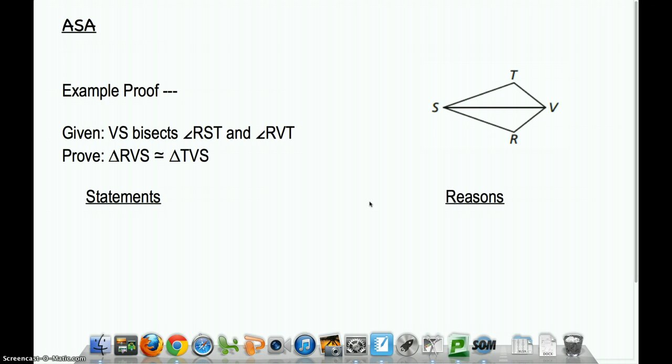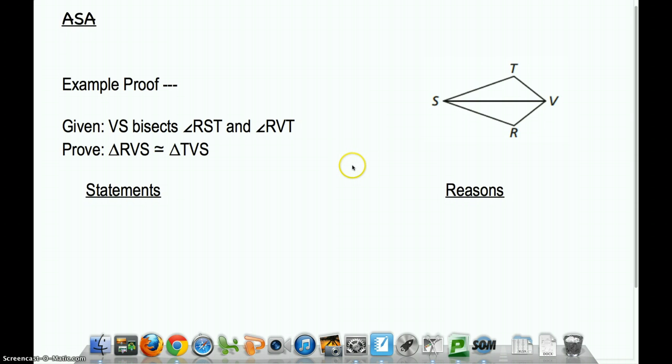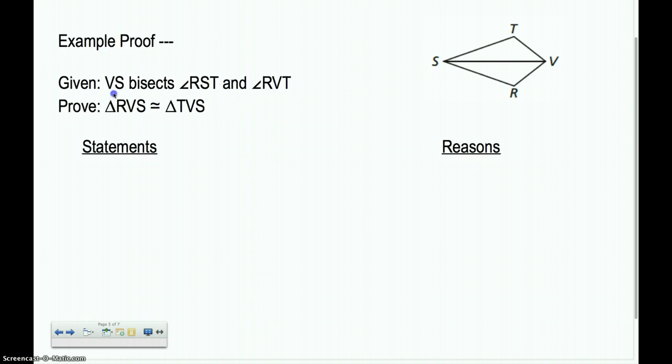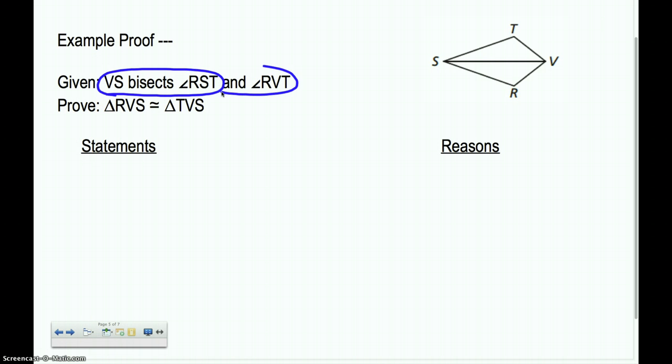Okay? Here we go. We're going to go through this one. Scroll down, give ourselves a little bit more writing room. Here we go. Circle the givens. VS bisects RST, and it bisects angle RVT. What are we trying to prove? We're trying to prove triangle RVS congruent to triangle TVS.